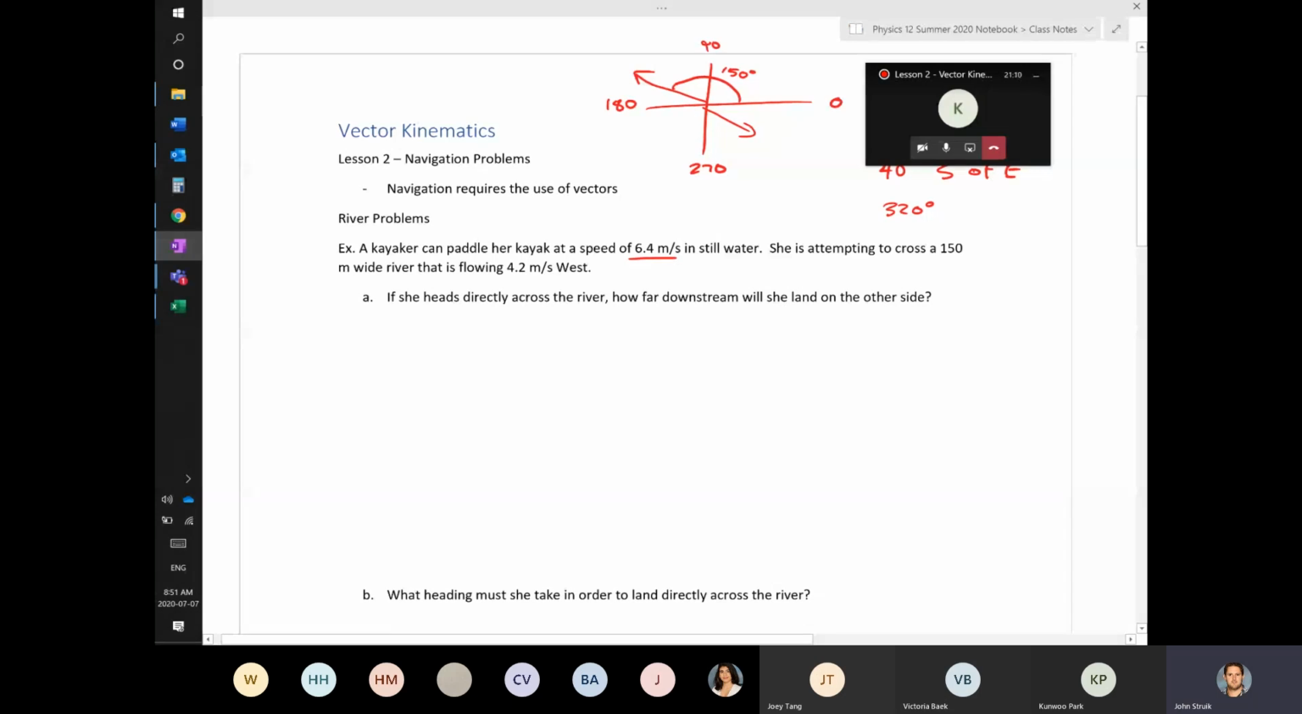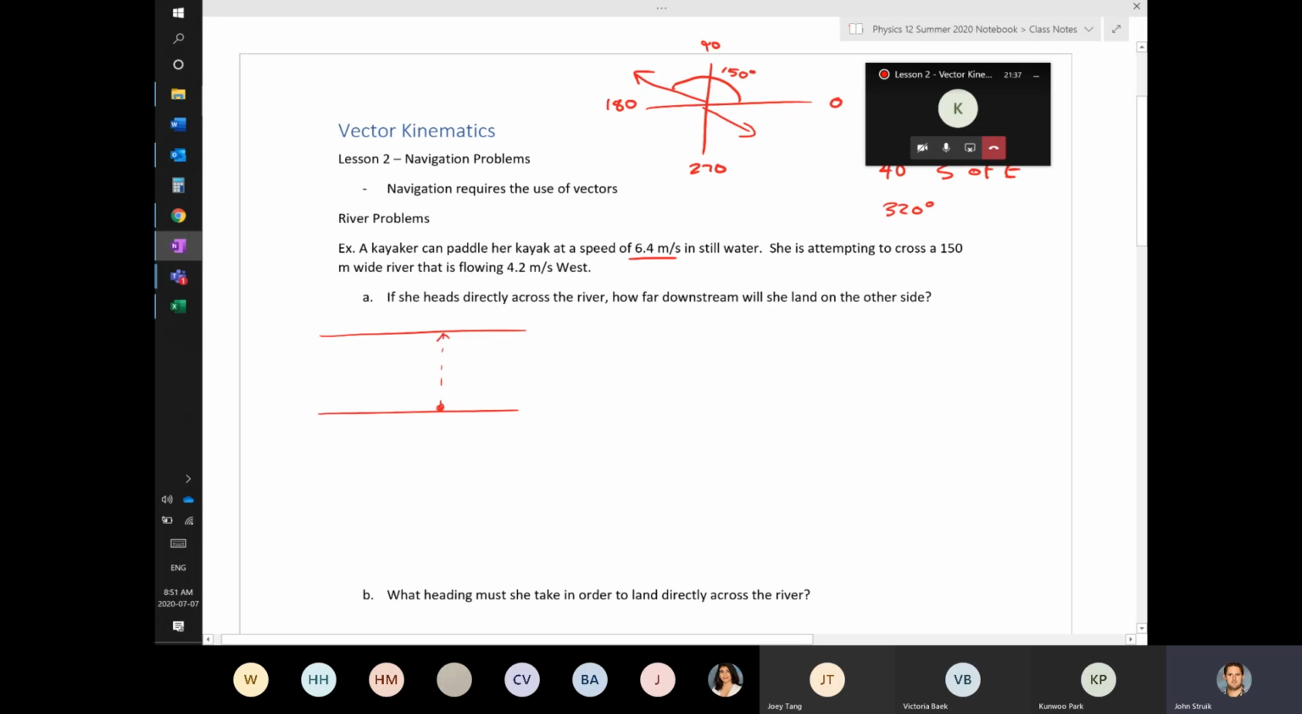In the first case, she heads directly across the river, pointing her kayak directly across the river, and she's going to end up downstream. If you've ever been on a river bed, you can see that things flow downriver. So here's the river, and she's going to start her kayak right here and point it in this direction, directly across the river.